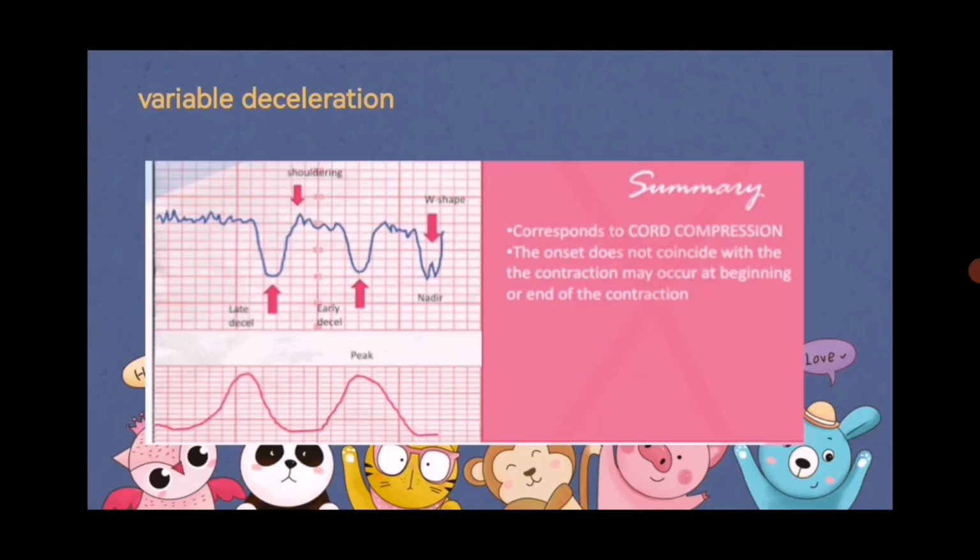Now variable decelerations correspond to cord compression. The onset does not coincide with the contraction. They may occur at the beginning or the end of the contraction. So they have no relationship with the uterine contractions. They are variable.